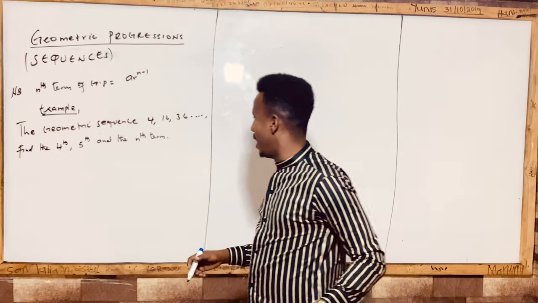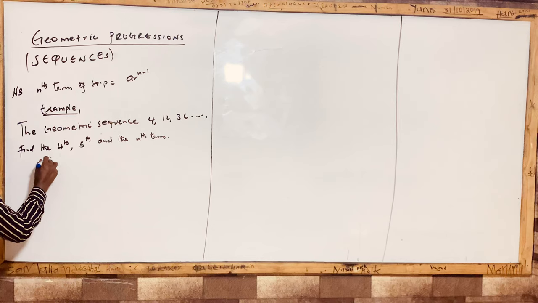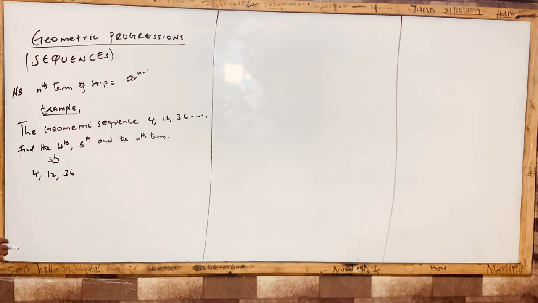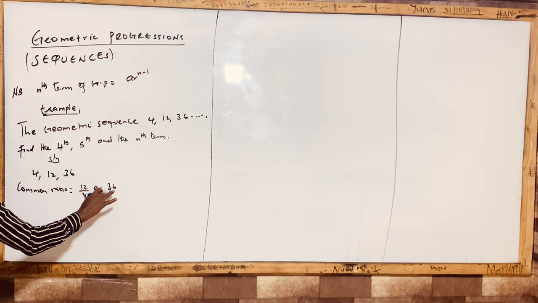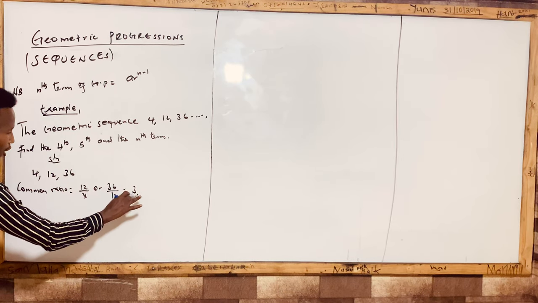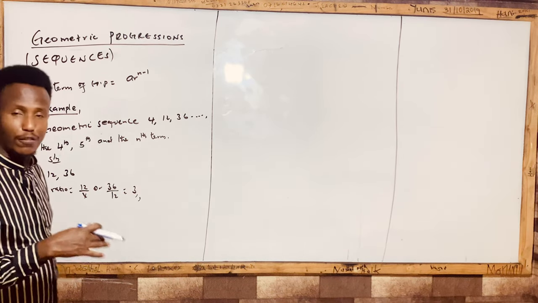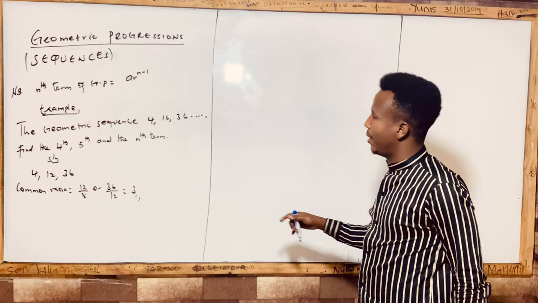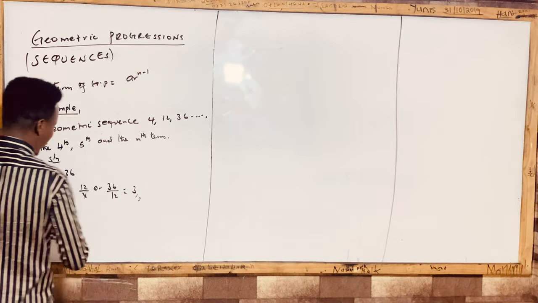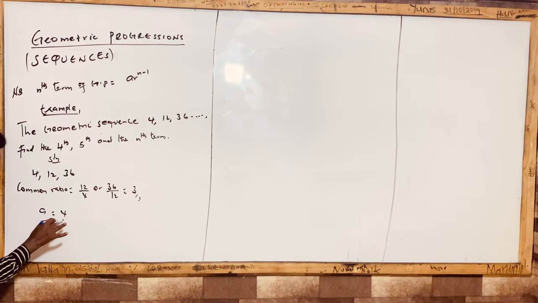Now, our sequence here is 4, 12, 36. Let me get the common ratio. Our common ratio will be 12 divided by 4, or 36 divided by 12, which will give you 3 in both cases, okay? Now, having the common ratio, we know that a is the first term of the sequence. In this situation, a is 4.